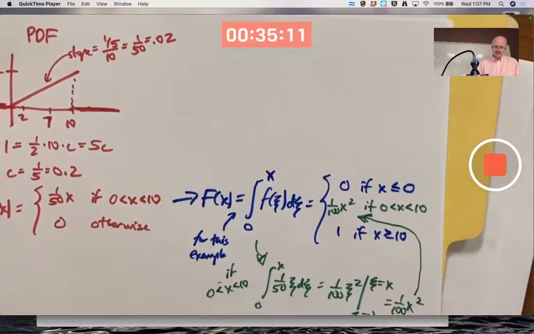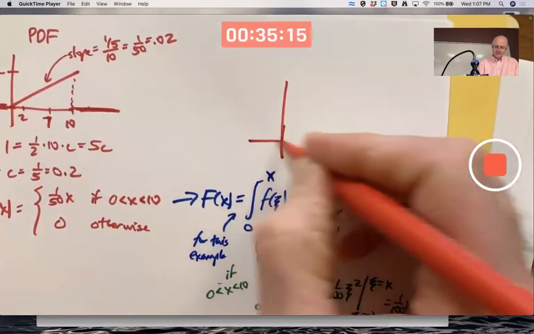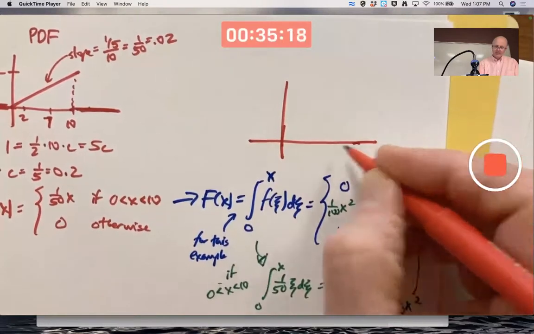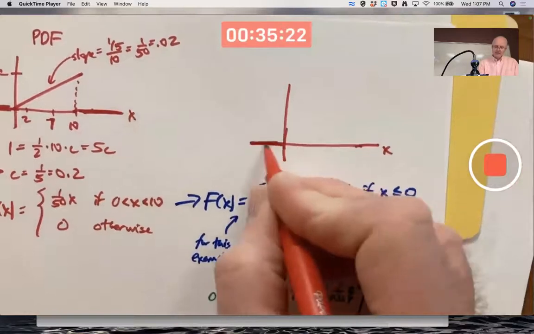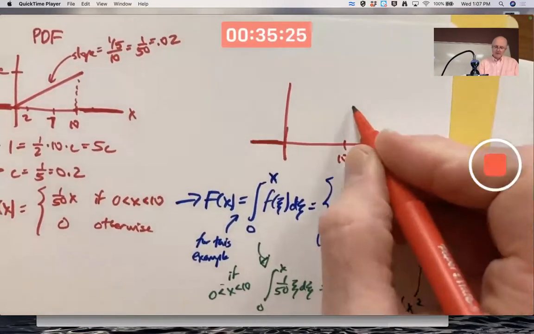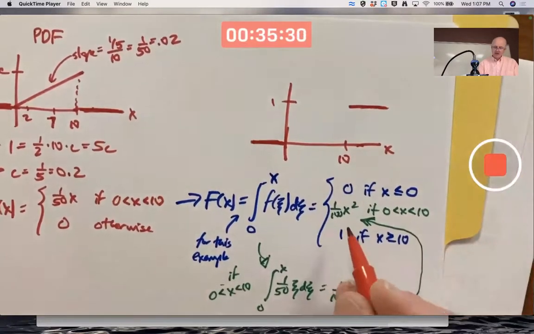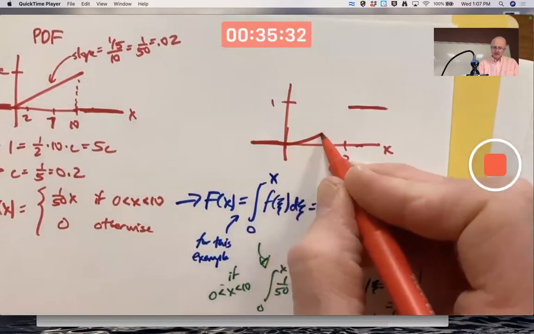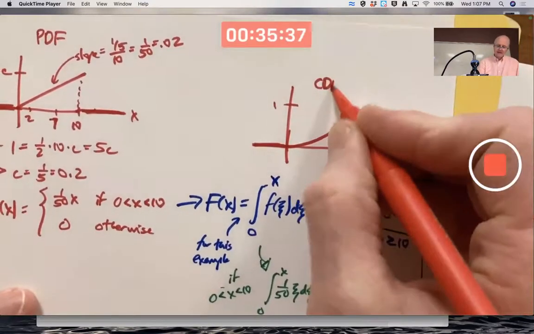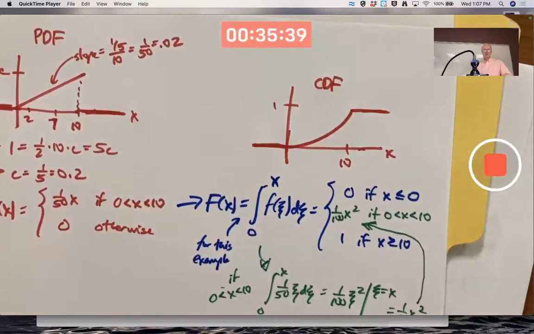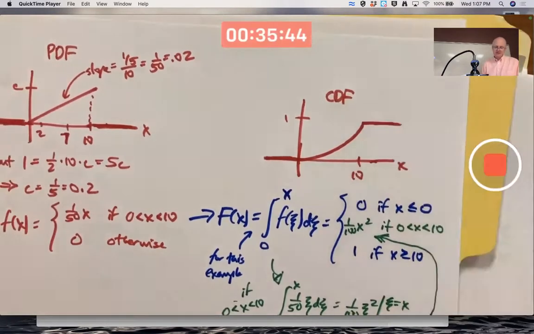And the graph of the CDF is going to be 0 over here, 1 up there, and the graph of a parabola in between. Like that. That'll be the CDF. Cumulative distribution function. Probability density function for the PDF, cumulative distribution function for the CDF.